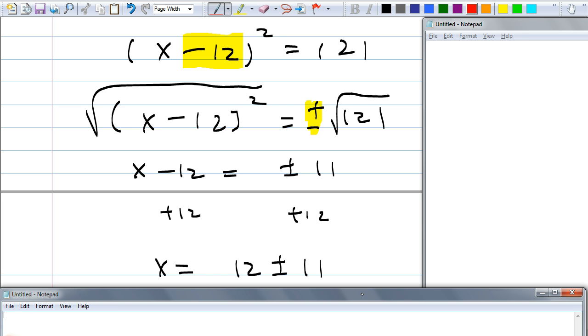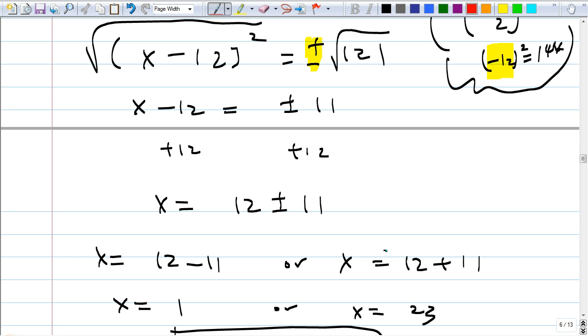Don't you get the same answer? Yes. You better. Because if you don't, then you did something wrong. What's the answer, guys? You get? What's 12 minus 11? 1. What's 12 plus 11? We get the same exact answer.